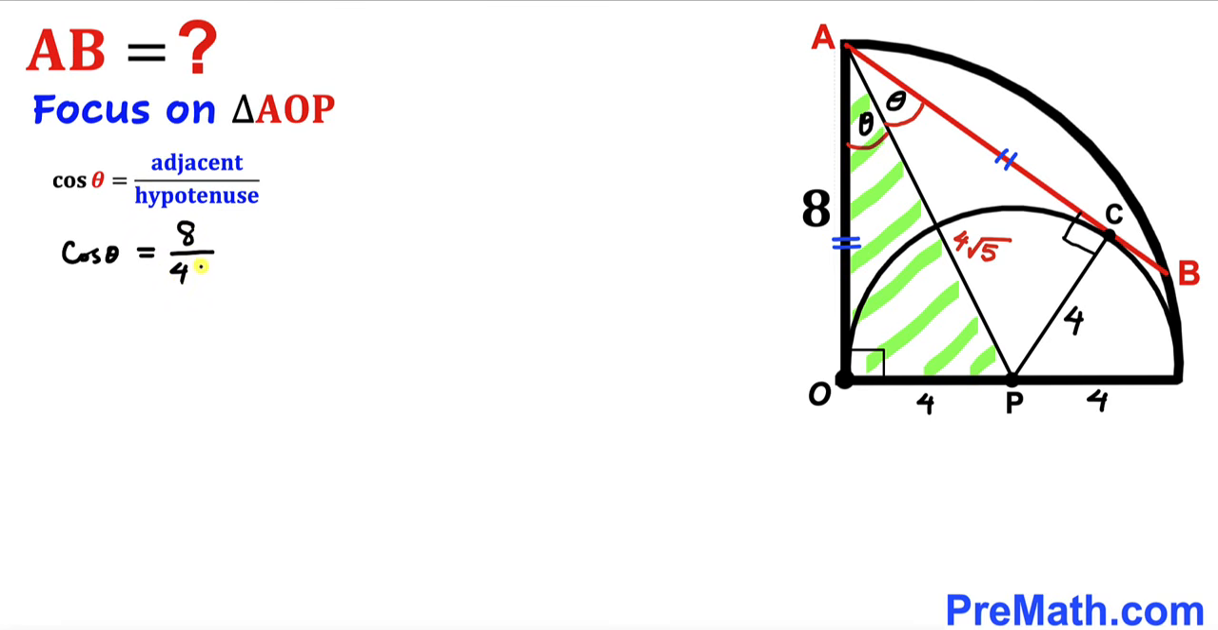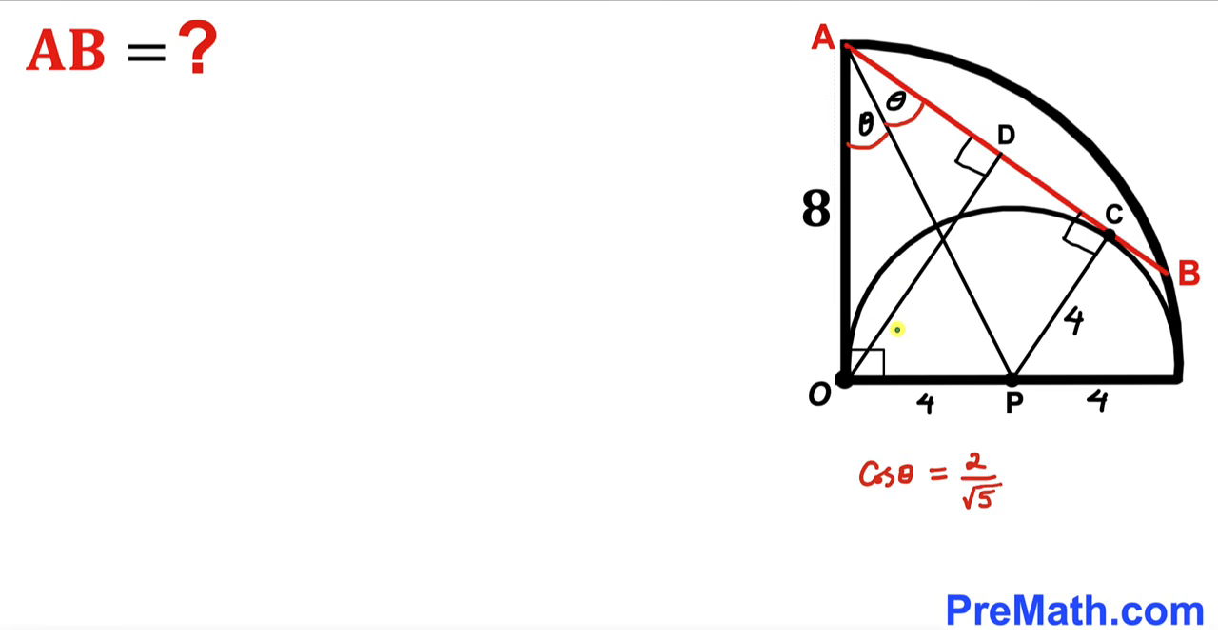So therefore cosine of theta is going to be equal to our adjacent, which is 8, divided by our hypotenuse, which is 4 times square root of 5. Let's simplify. If we reduce the right hand side, that is going to give us 2 divided by square root of 5. And here's our next step. I have dropped this perpendicular OD on this chord AB.